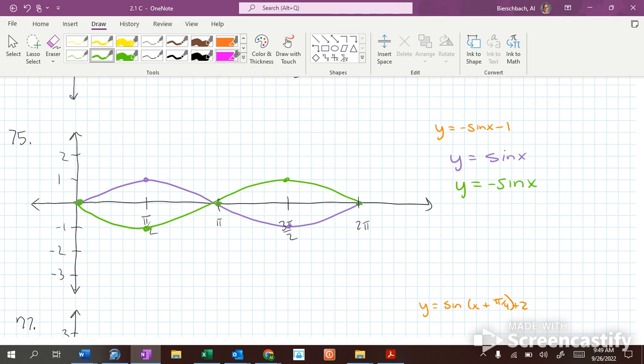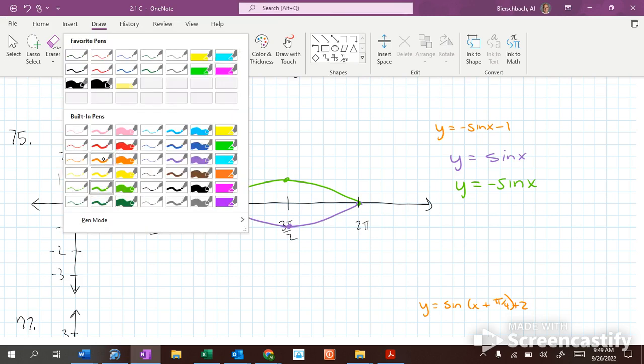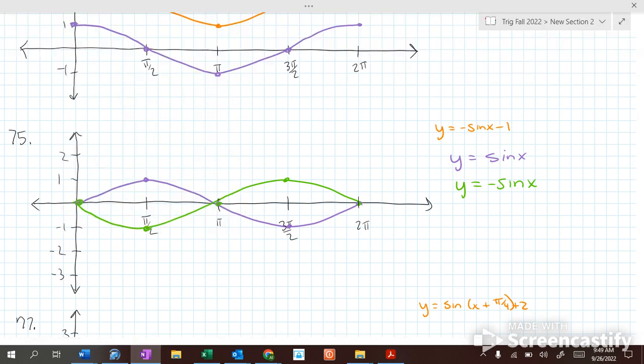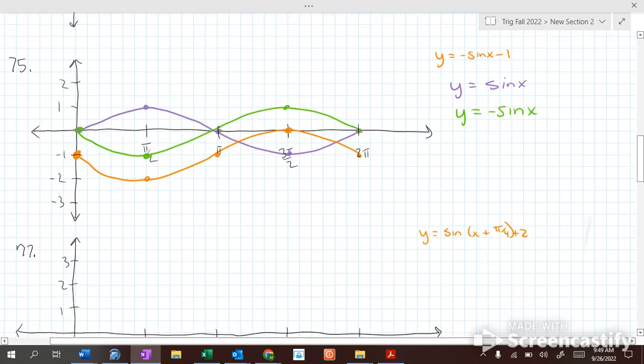And then finally, our last step is to move everything where, Mason? Down 1 from the green one. And there we are.